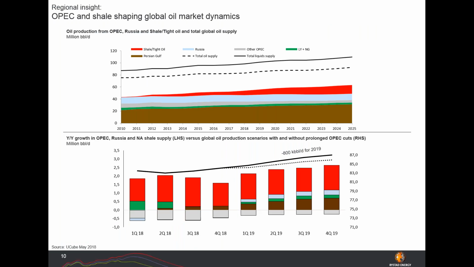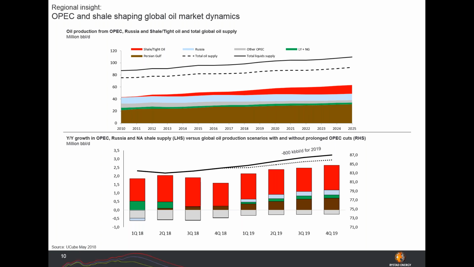We can now move on to the regional insights and look at some of the key trends in OPEC and shale production that are shaping oil markets in the medium term. The top chart shows the global view with total OPEC production split separately by contribution from Persian Gulf countries, Libya and Nigeria that have been growing this year, and remaining OPEC countries that are declining despite the production cut targets set for them. We also added Russia into the picture, as the countries' agreement with OPEC is vital for market balances. Total oil and liquid supply are also depicted on the chart.